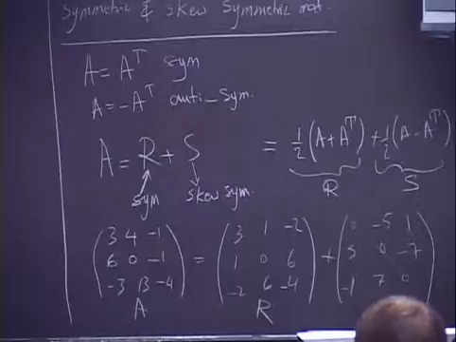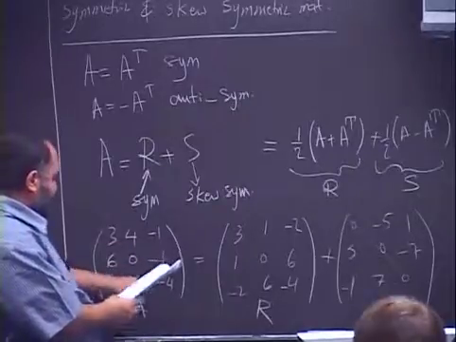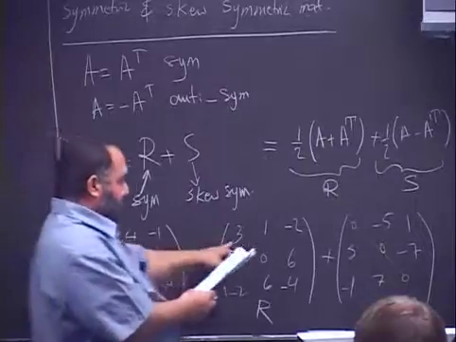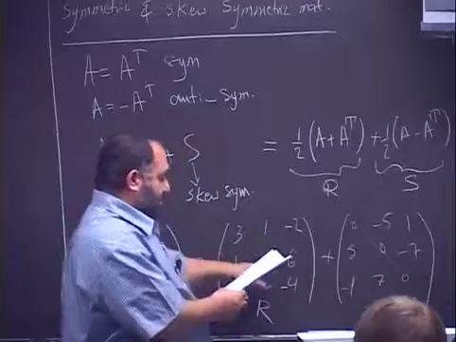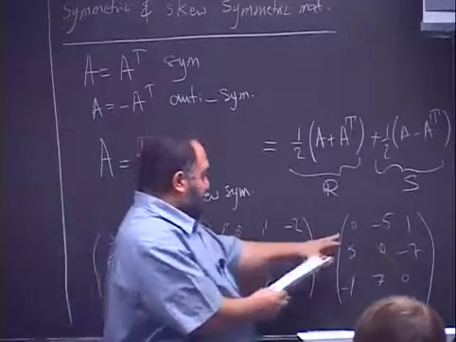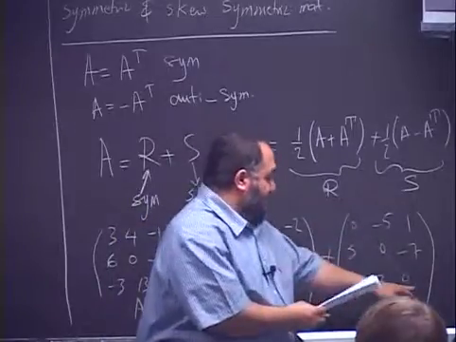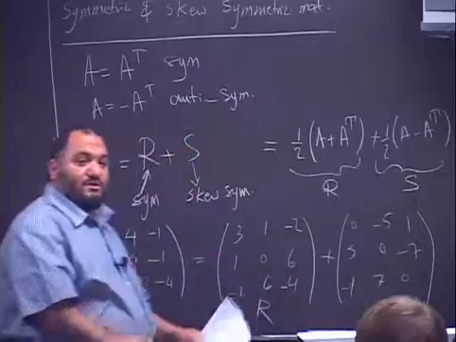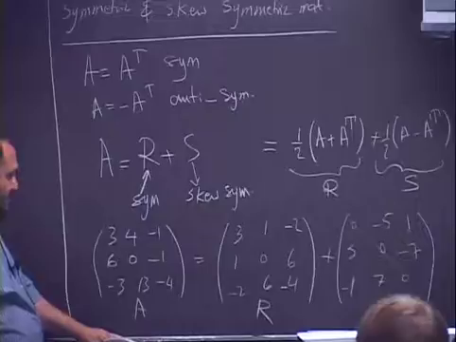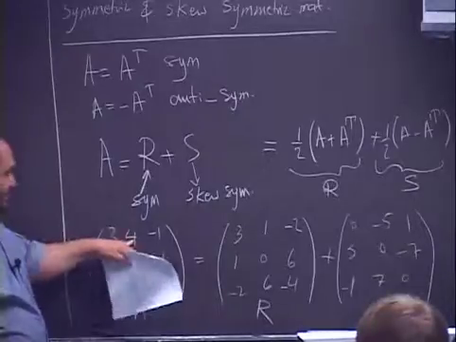Isn't that just addition? Okay, so 3, 4, negative 1, 6, 0, negative 1, negative 3, 13, negative 4. Then 3, 1, negative 2, 1, 0, 6, negative 2, 6, negative 4. Then 0, negative 5, 1, 5, 0, negative 7, negative 1, 7, 0. So what's your question? In the top in the middle. 1 plus negative 5 should be negative 4, not positive 4.